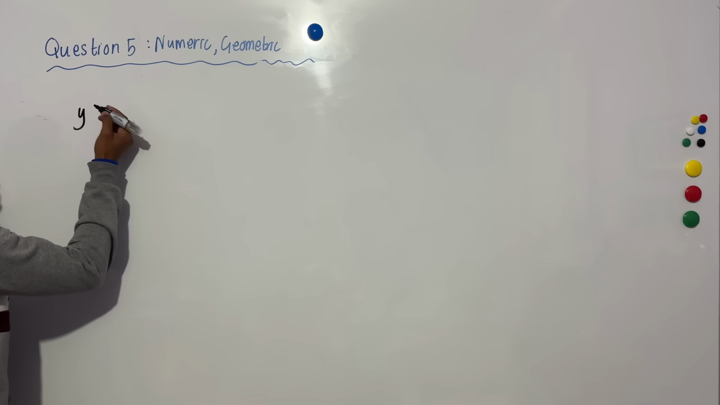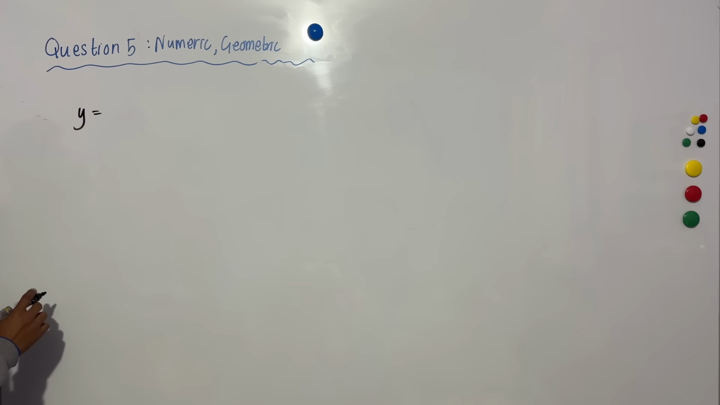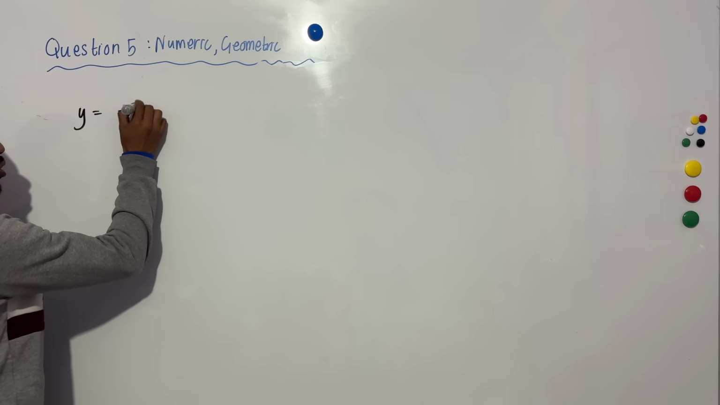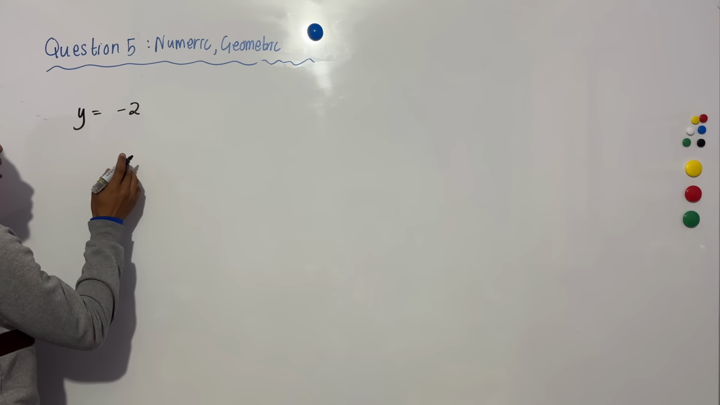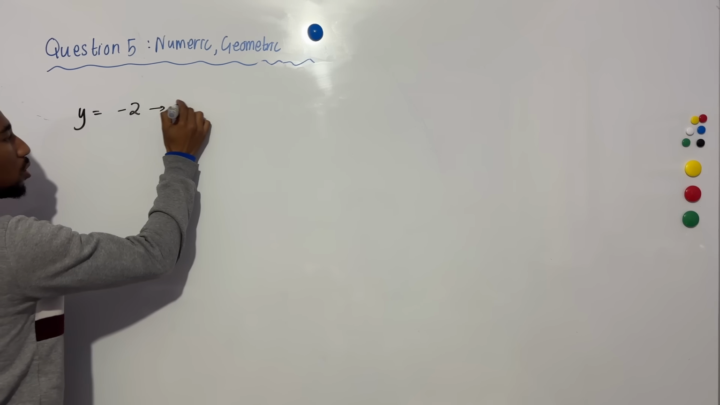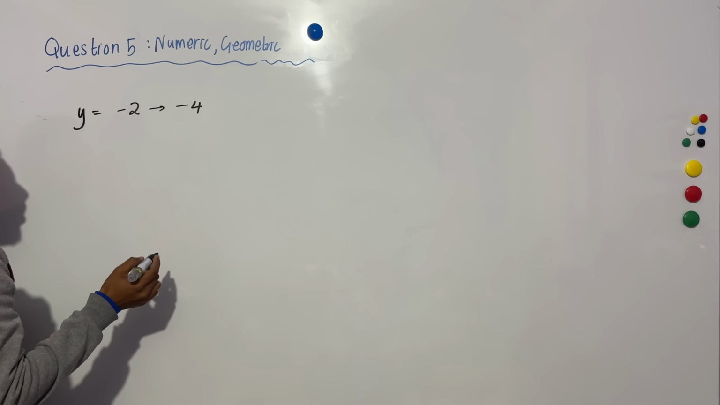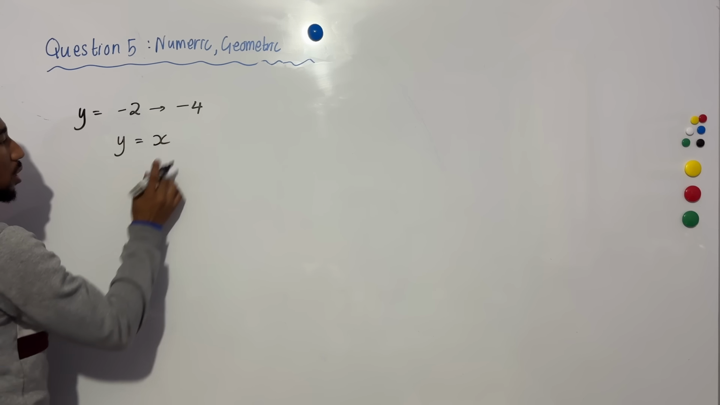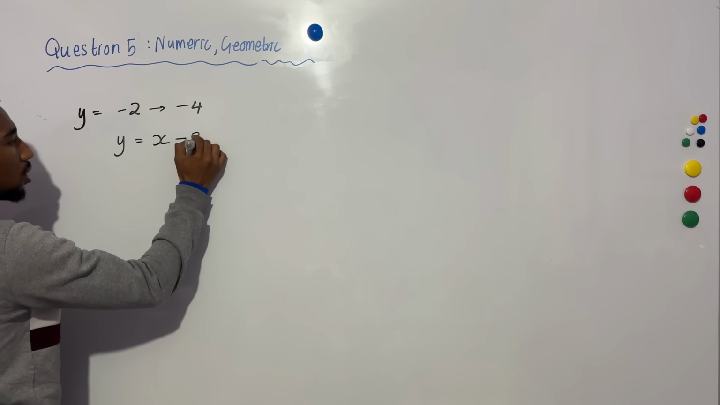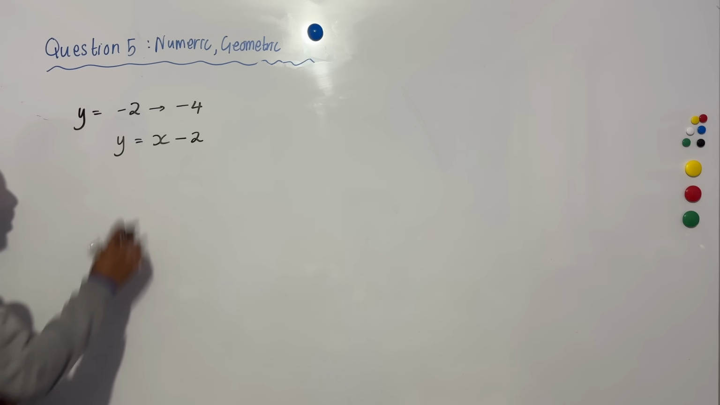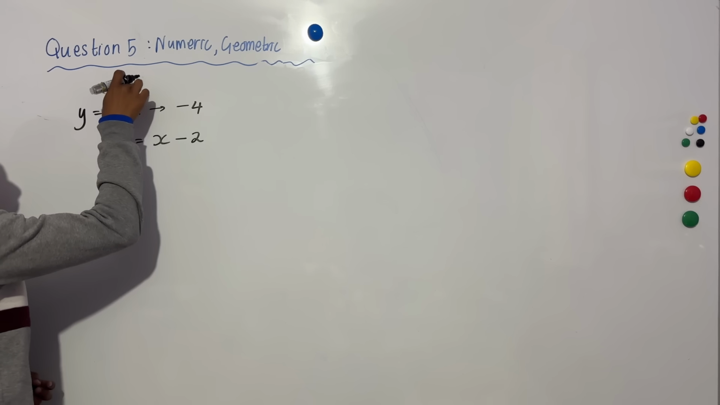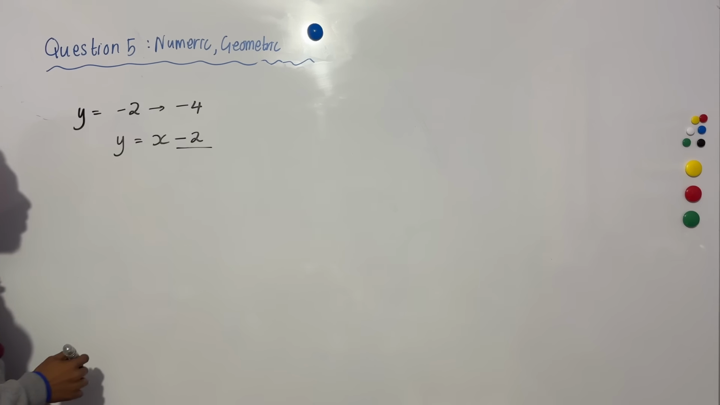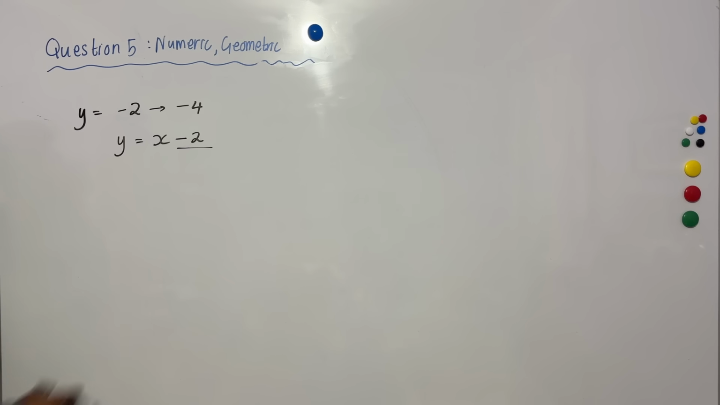So you can say y is equal to, okay, it goes from minus 2, and then it goes to minus 4. What happened there? We know that y is going to be equal to x minus 2. Why did I get that? Whatever my x value was, which is my input, I minus the 2 to get to my output. That is why I have minus 2 there. So this is what they mean.